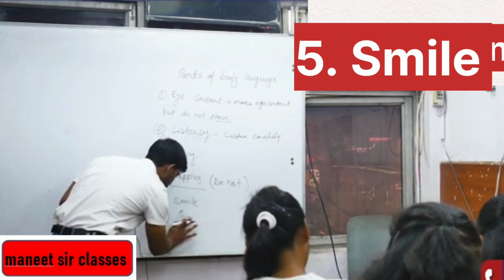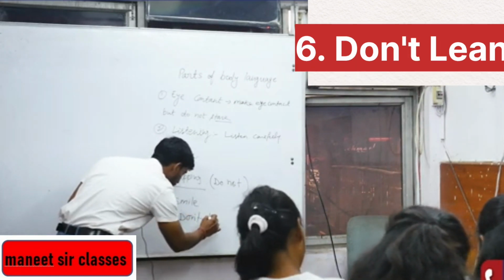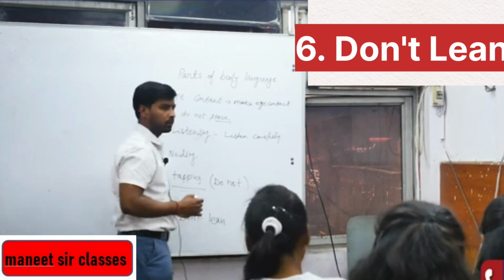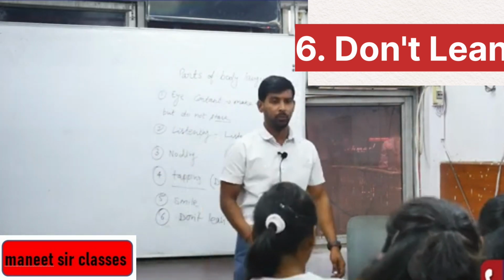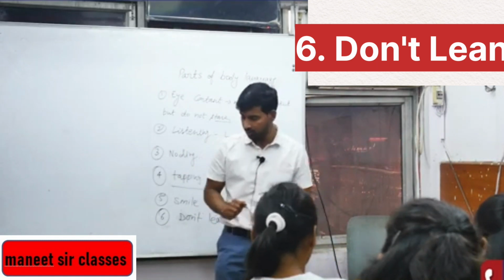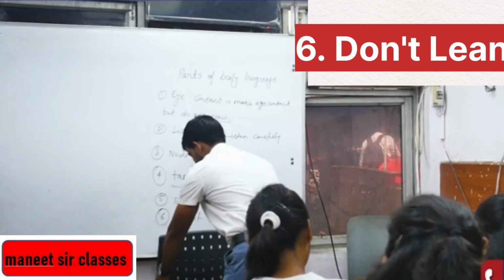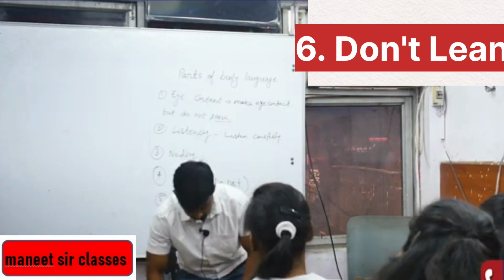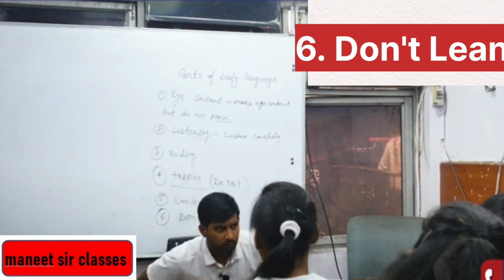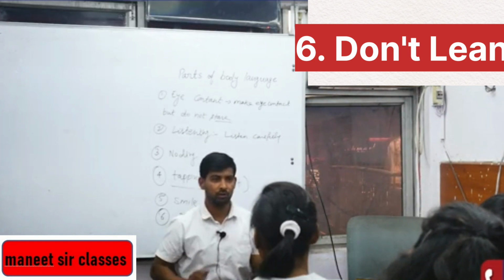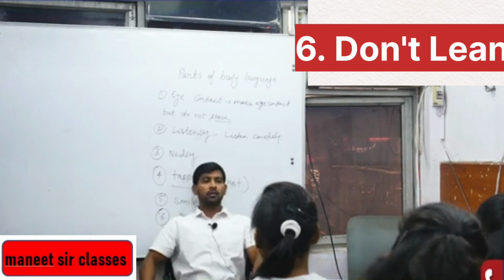Don't lean. Do you know about leaning? What is leaning? Leaning means, suppose I am sitting on a chair. Wait a minute, I am just showing you the example. I am sitting, I am talking with you, and, sorry, I am not getting your words. So this is called leaning.